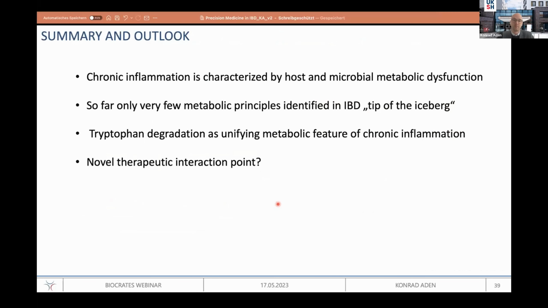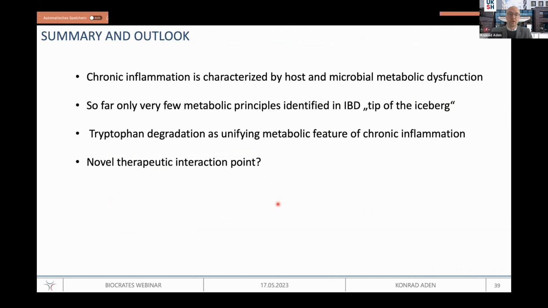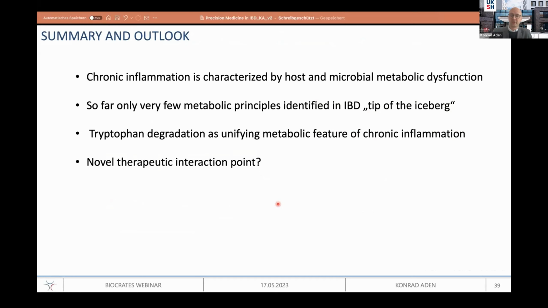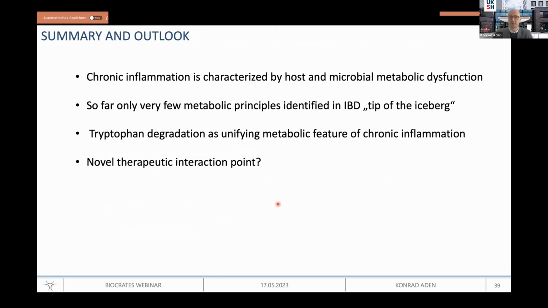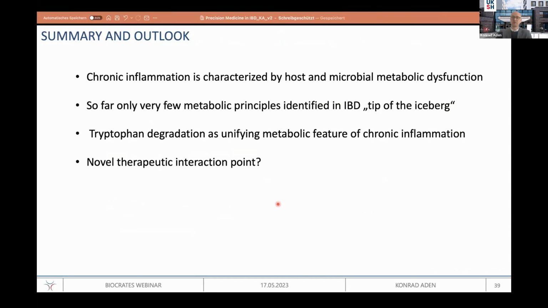So to sum up, I hope I have convinced you that chronic inflammation is characterized by host and microbial metabolic dysfunction. So far, there are only very few metabolic principles that are identified in IBD, so we're only looking at the tip of the iceberg. We have established that tryptophan degradation is a unifying metabolic feature of chronic inflammation. Based on this, we now have to test in more translational trials whether we can use therapeutic interventions along this tryptophan degradation pathway as a novel therapeutic interaction point.